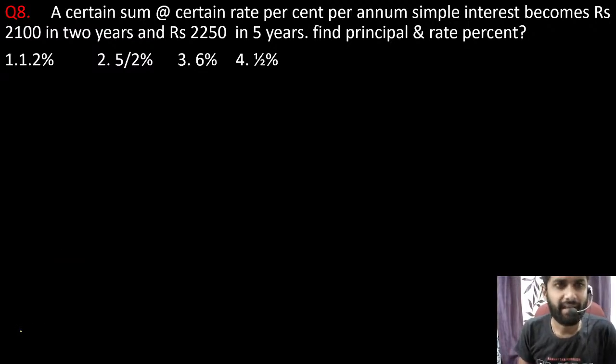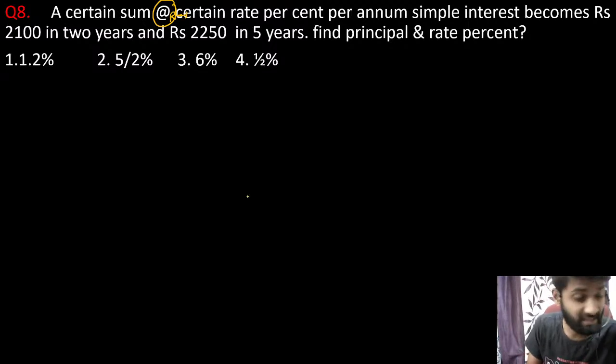Now see, a certain sum at a rate of interest, we don't know that, we need to find the rate value. Percentage per annum, the simple interest becomes 2100 in 2 years, 2250 in 5 years. Find the principal and rate of interest. Guys, if you go with the formula, it takes time. Just go with the normal approach. Just go with the concept.